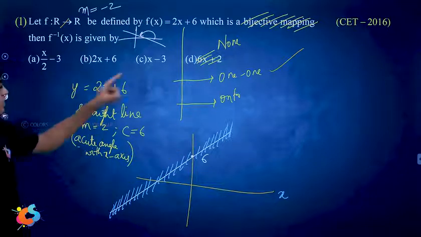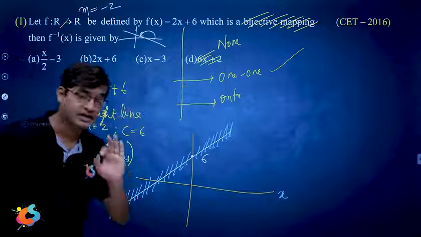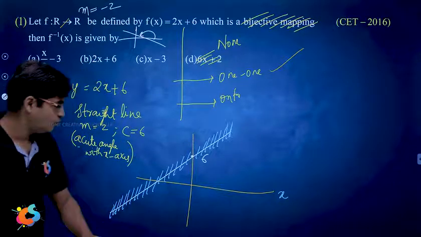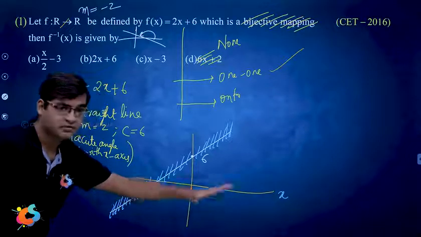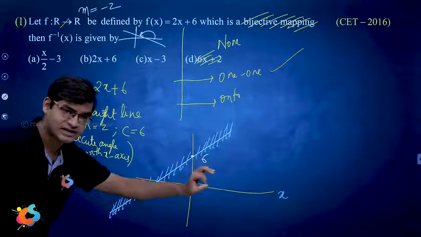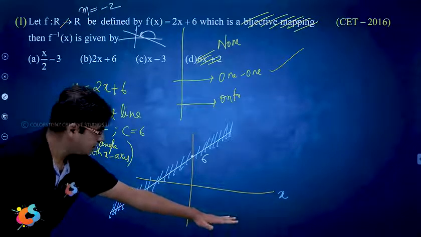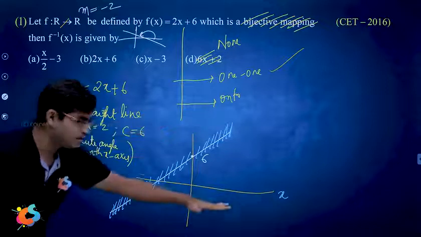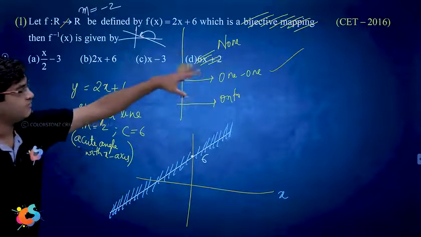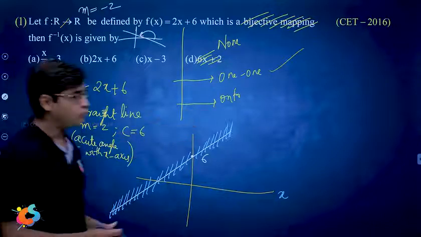Next, we want to check for 1-1 function. We know very well how to check graphically for a 1-1 function. Take a horizontal line. This line should never cut the graph more than once. That is the checking procedure, right? You have taken a horizontal line. You move it. It is never cutting more than once. So this is a 1-1 function. Done.